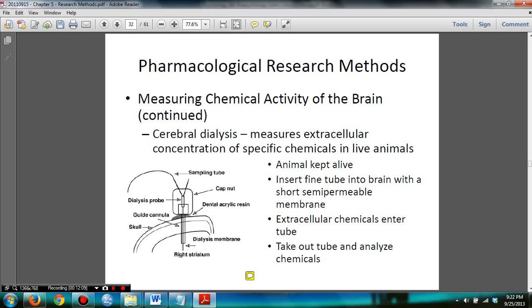You also need to understand cerebral dialysis, and basically it measures extracellular concentration of specific chemicals in live animals. And here are the characteristics, and you need to know this for the exam.